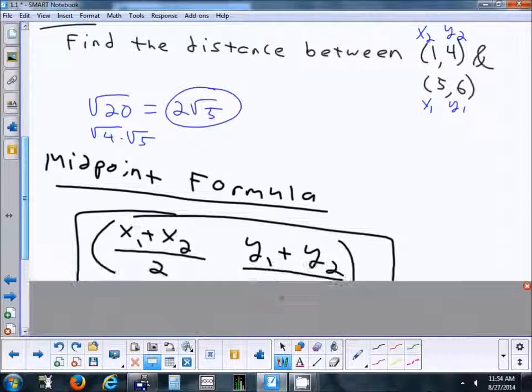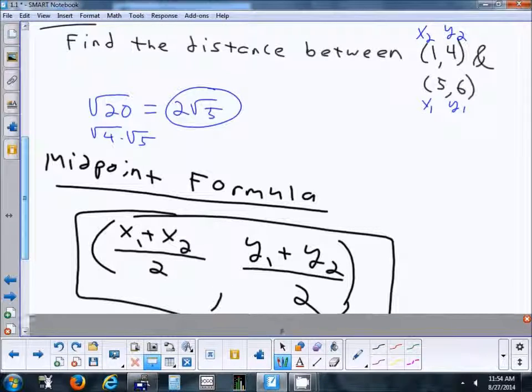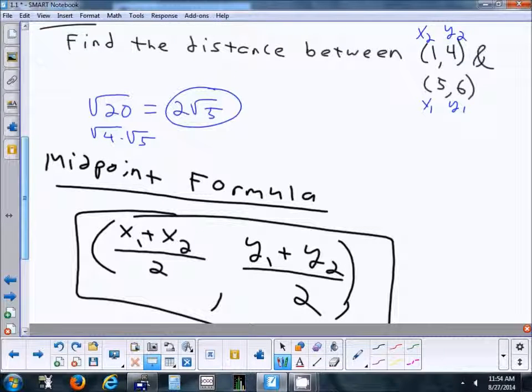And the last formula we'll take a look at is the midpoint formula. Okay, the distance formula, when you do it out, the answer is a distance. The midpoint formula, when you do it out, comes out to a point, a coordinate. Okay, and what the midpoint formula says to do is to add the x's up and divide by 2, add the y's up and divide by 2.